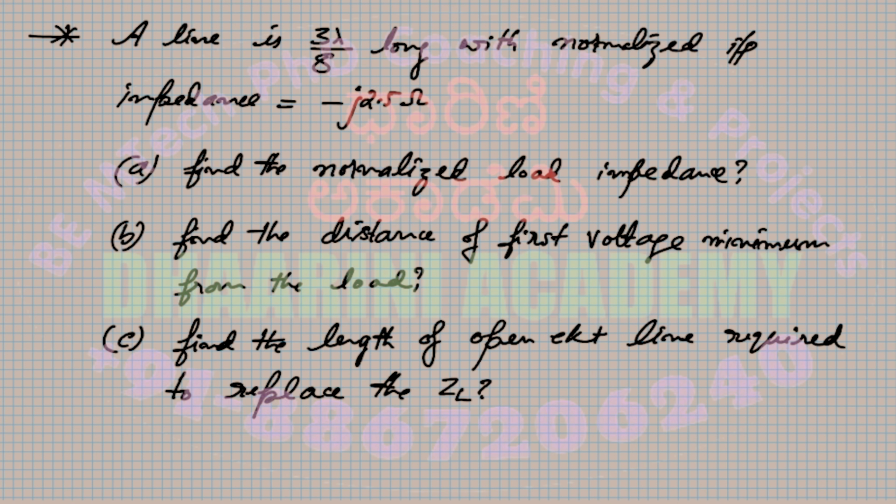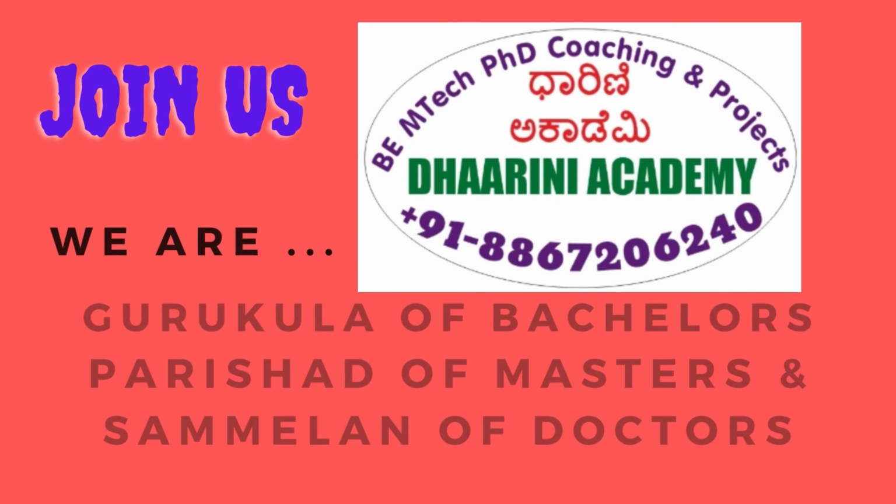We totally have three parts in this question, and you try to answer them using the Smith chart. We have to solve this using the Smith chart. Once you get an answer, when we meet next time, we will discuss the actual answers. We'll compare the answers and then we'll proceed further.